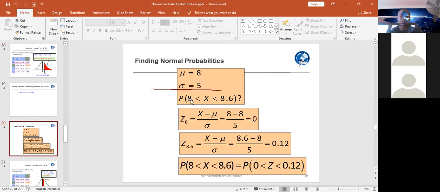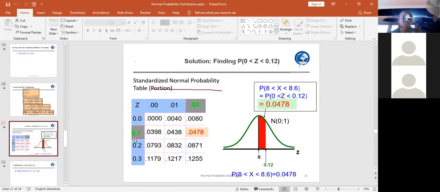So now we have transformed 8. Remember, it's a transformation. 8 has been transformed to what? To 0, because 8 minus 8 divided by 5 is 0. 8.6 has been transformed to 0.12. So this is the same as this. If you do the plotting on the normal curve, if you plot this and this one, the area is equal. Only the numbers differ. Okay? Now we go to the table.